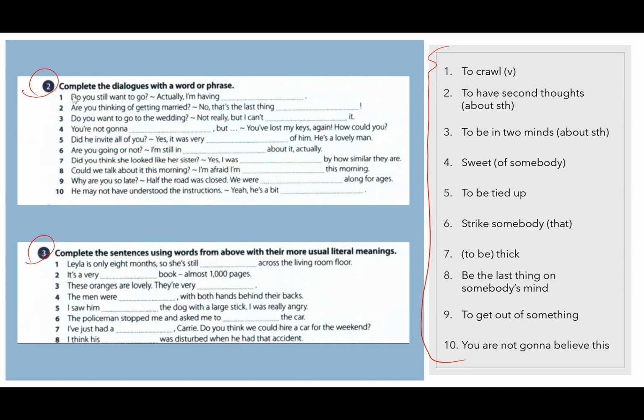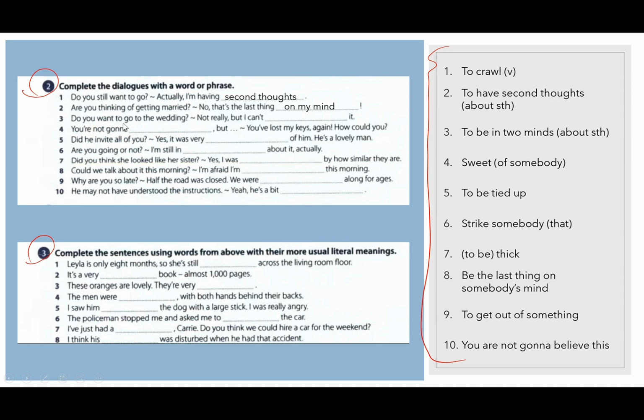First exercise, complete the dialogues with a word or phrase. Number 1, do you still want to go? Actually, I'm having, you guessed it, second thoughts. Number 2, are you thinking of getting married? No, that is the last thing on my mind.